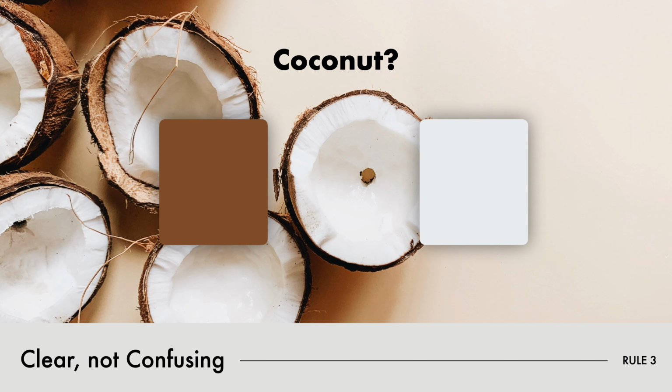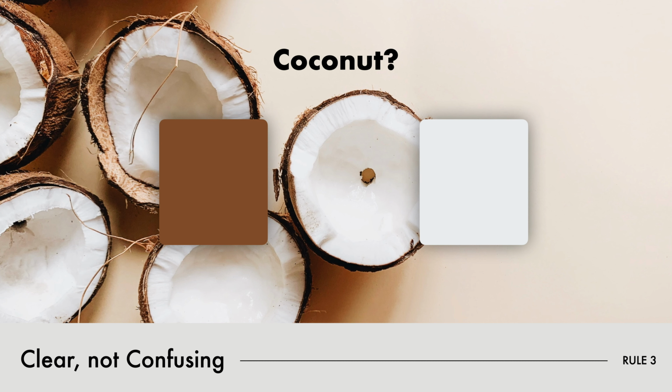The third rule is to be clear and not confusing. So for instance, if you were to name a color coconut, what color is coconut? Well, if you're confused, that's right, because coconuts have two dominant colors. They have the white of the interior meat, and they have the brown of the exterior shell. So there's not a strong association because there are two colors. So what you could do instead is you could say coconut white or coconut brown. That would be clear.